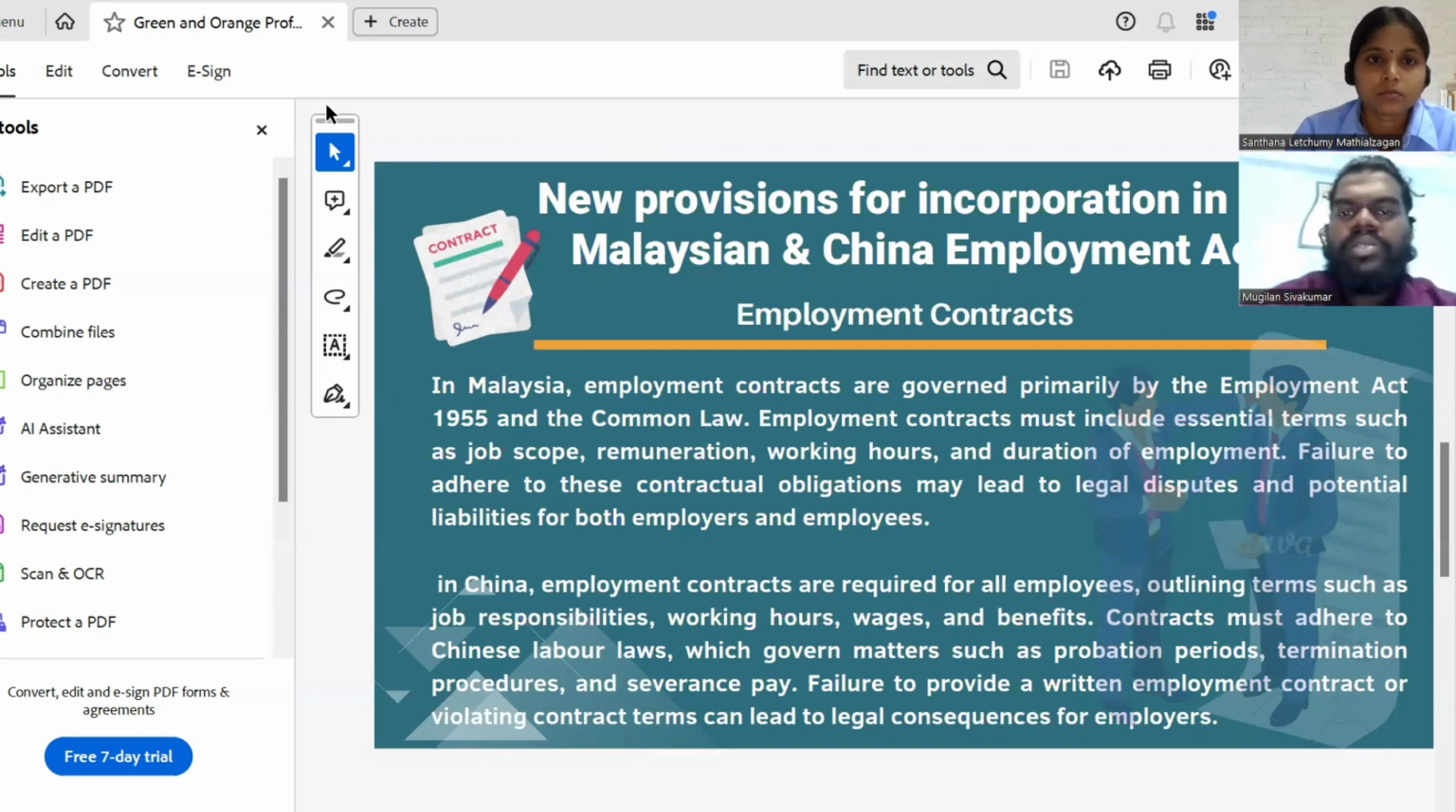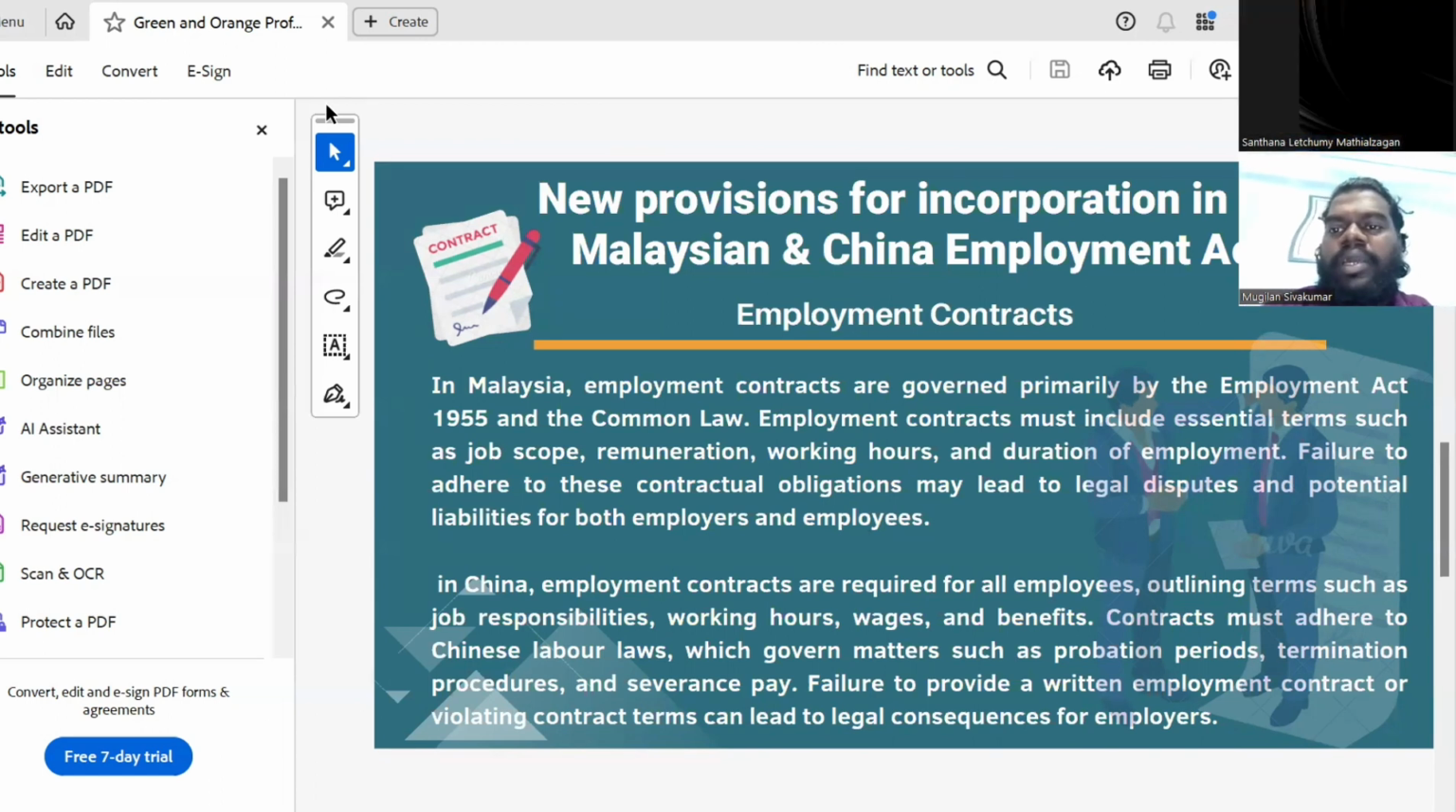So the fourth question is employment contracts. The answer is, in Malaysia, employment contracts are governed primarily by the Employment Act 1955 and the common law. Employment contracts must include essential terms such as job scope, remuneration, working hours, and duration of employment. Failure to adhere to these contractual obligations may lead to legal disputes and potential liabilities for both employees and employers.